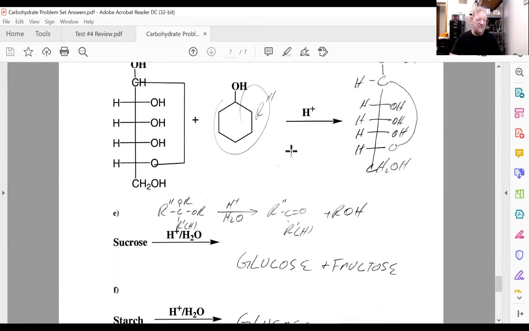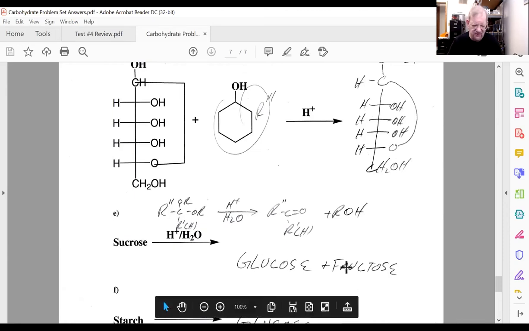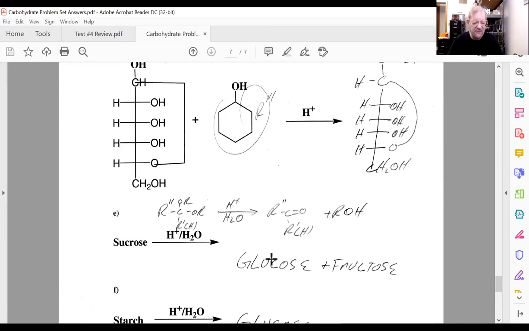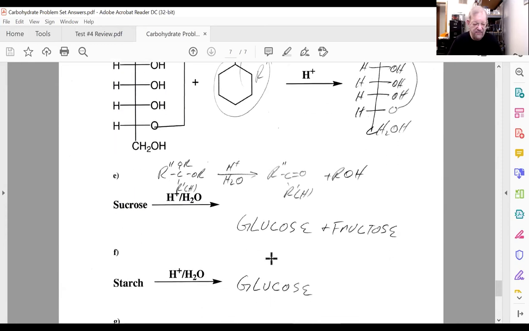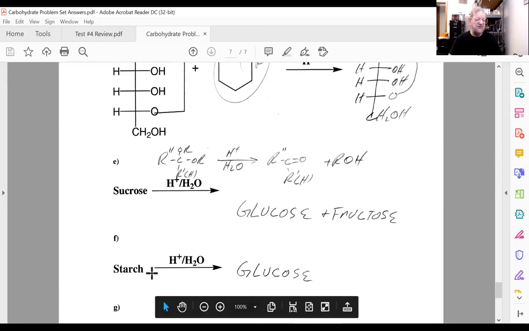Now, as I mentioned earlier, you should know what happens when you eat a carbohydrate. As acid hydrolysis of an acetal, which is this general reaction, you get back the aldehyde or ketone plus the alcohol you would have used to make that. Well, if you take sucrose and consume it, acid and water, what do you get back? Glucose and fructose, which has the alcohol and the aldehyde or ketone in the same molecule. And if you take starch and consume it, you get glucose.